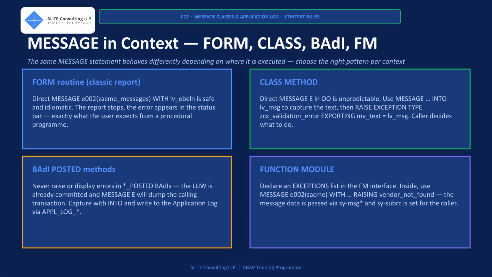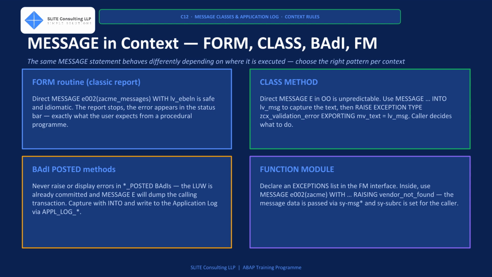In a form routine or report, direct MESSAGE E is fine. It ends the report. In a class method, avoid direct MESSAGE E. The behavior depends on the execution context, which the method cannot know. Instead, use MESSAGE E INTO lv_text. Then raise a typed ZCX exception with lv_text as an attribute. The caller handles the exception and decides what to do with the message.